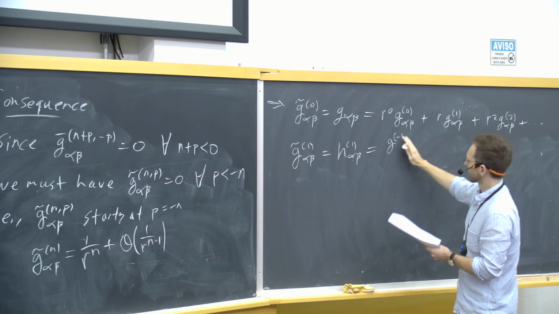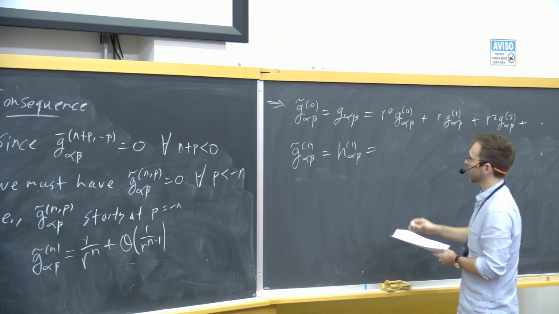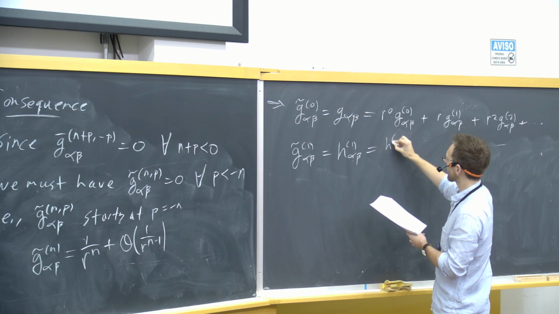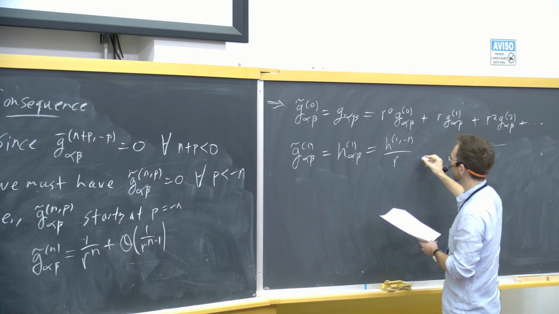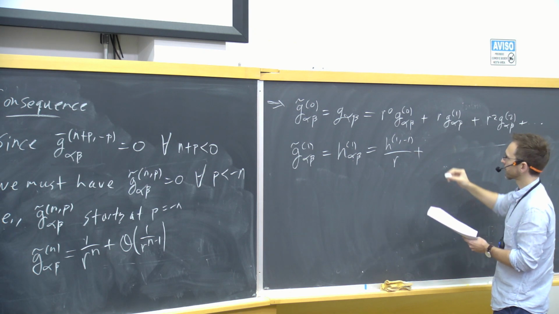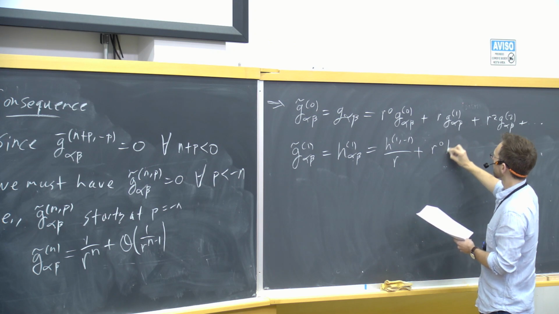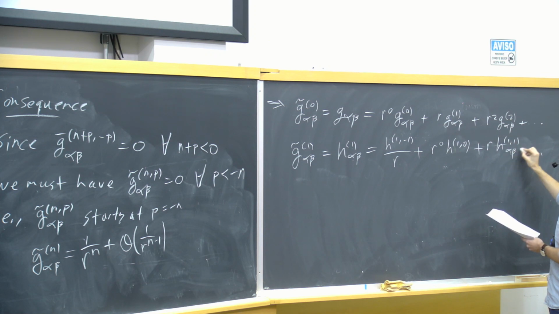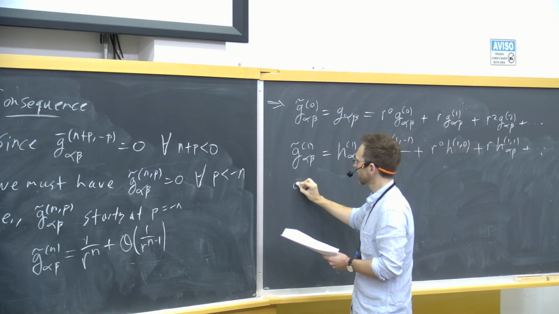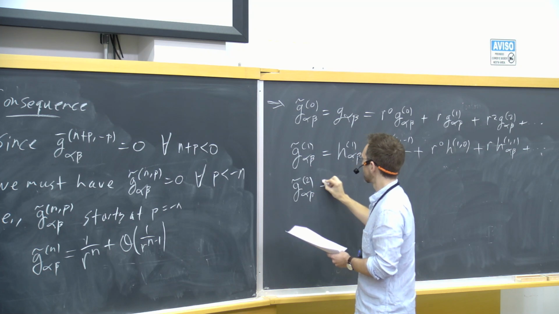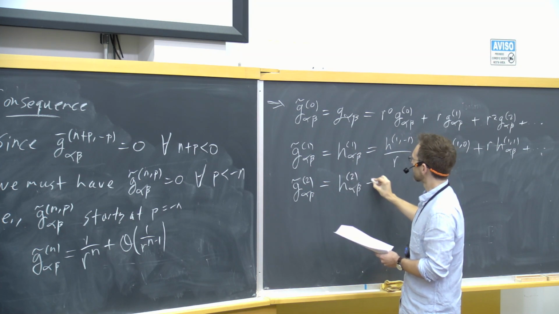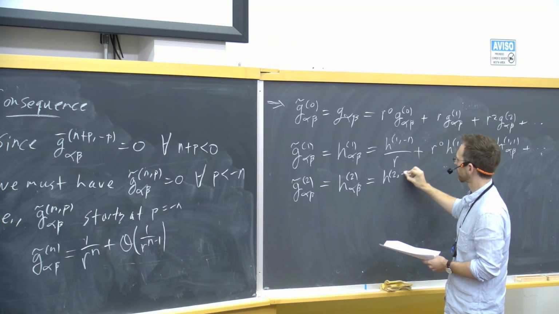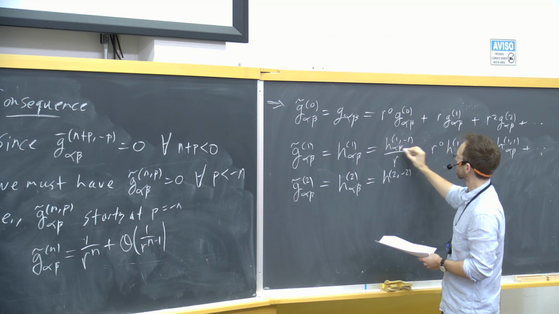Have I given these good names? It starts at order 1 over r, because n equals 1, so the leading thing is 1 over r. And let me rename the coefficient on top, h1 minus 1. Minus 1 labels the power of r, plus r to the 0, h1 0, plus r h1 1, and so on to higher orders. G tilde 2 is h2, and because of that relationship, it starts at order r to the minus 2. Put some indices on here.